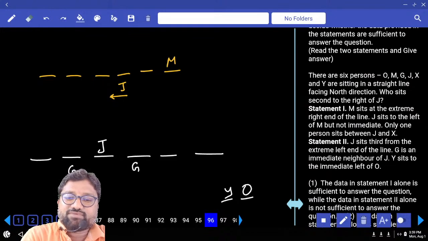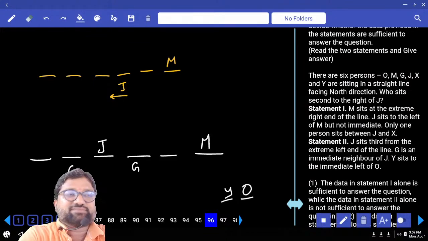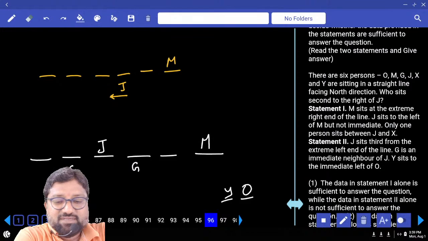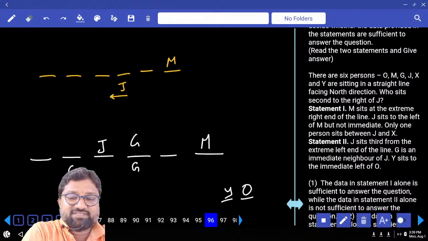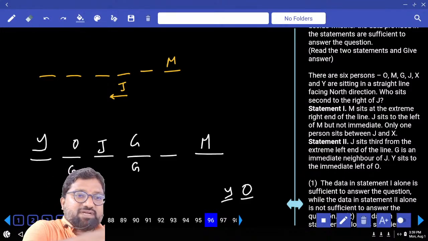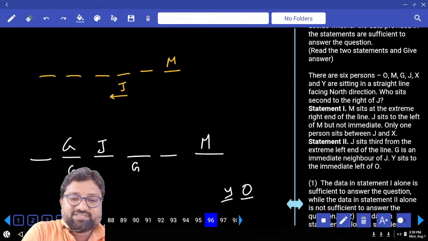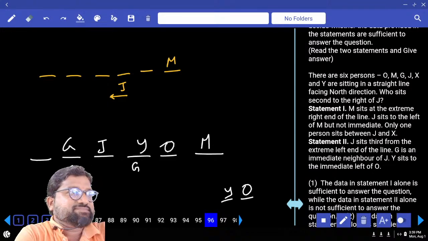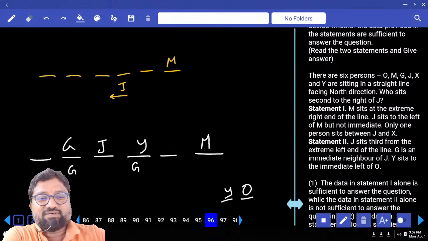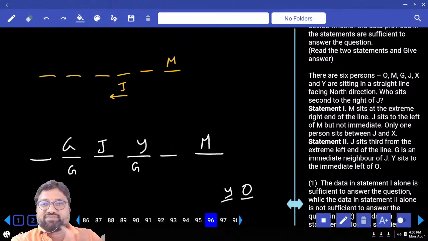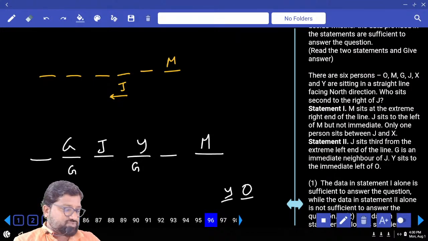But by combining both 1 and 2, I can do one thing. I can place M here. So O and Y, wherever there is G, depending upon G, you can fix O and Y. If this is G, then this is O, Y. Are any possibilities coming? 2 possibilities. Do we get the answer? No. So even after combining both 1 and 2, I won't get the answer. Is this clear? So we'll go directly to number series now.